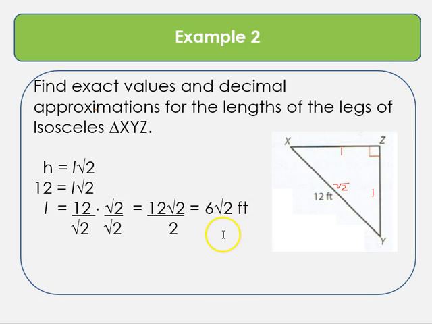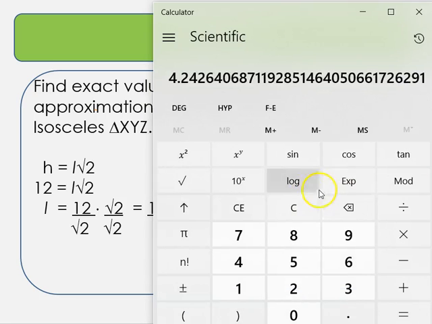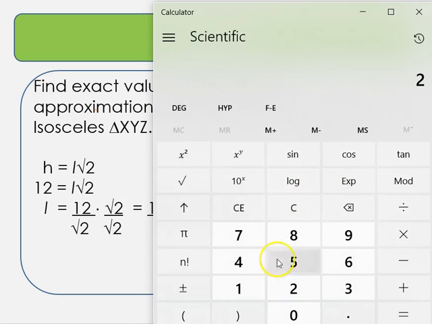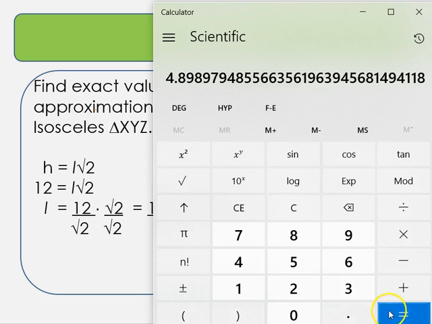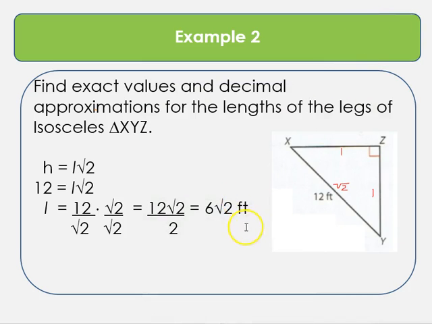And we can, if we want to, use the calculator to find a decimal approximation. So this would be 6 times square root of 2 equals... nothing. I did it wrong. Let's try again. 6 times square root of 2 equals 4.89. The 9 is greater than 5, so we'll answer 4.9 feet.